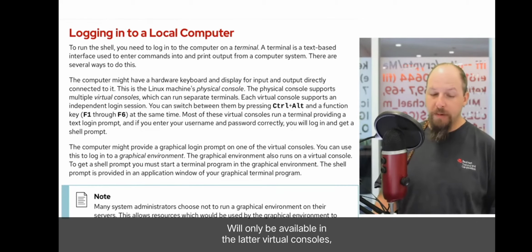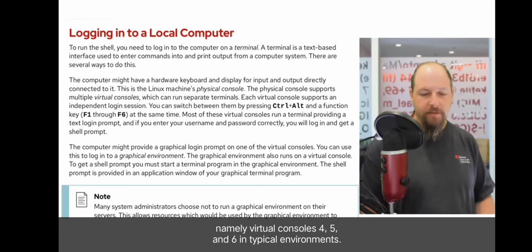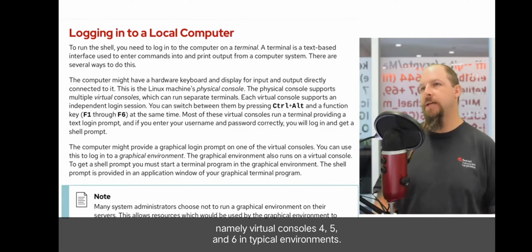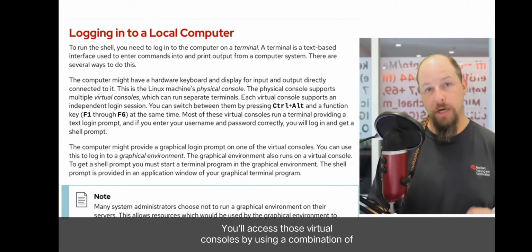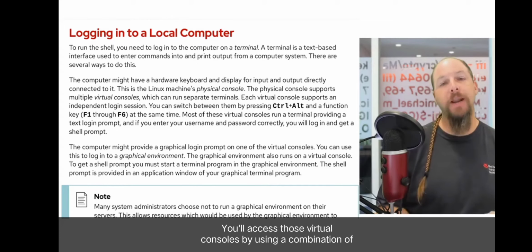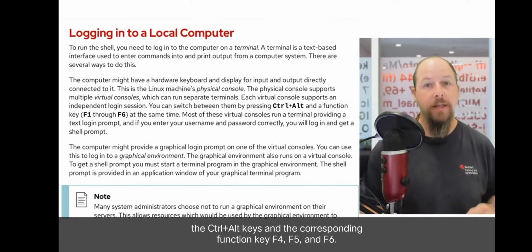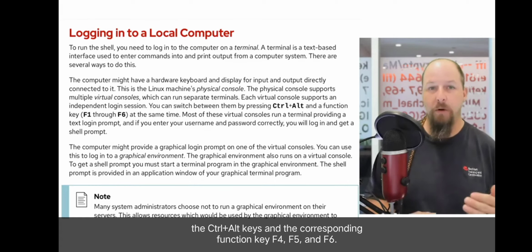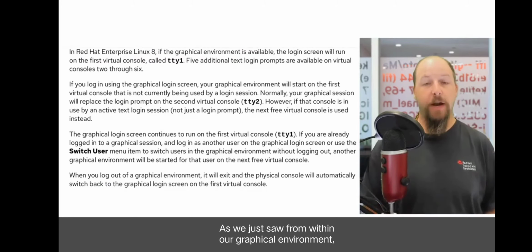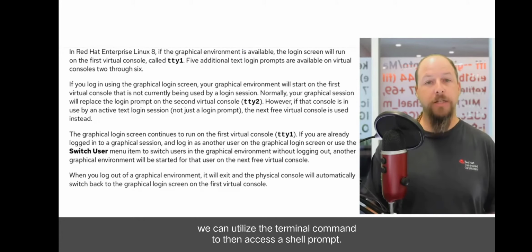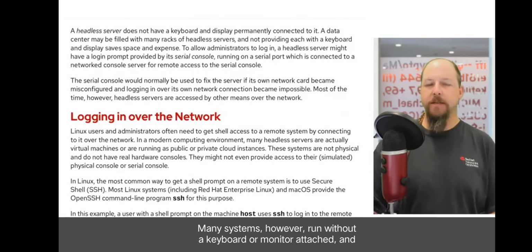Computers that have graphical login prompts will only be available in the latter virtual consoles, namely virtual consoles 4, 5, and 6 in typical environments. You'll access those virtual consoles by using a combination of the Control and Alt keys and the corresponding function key, F4, F5, and F6. As we just saw from within our graphical environment, we can utilize the terminal command to then access a shell prompt.